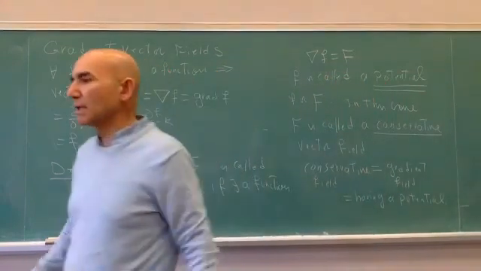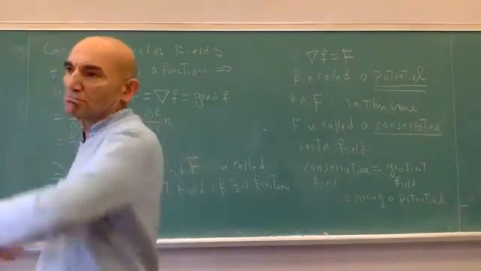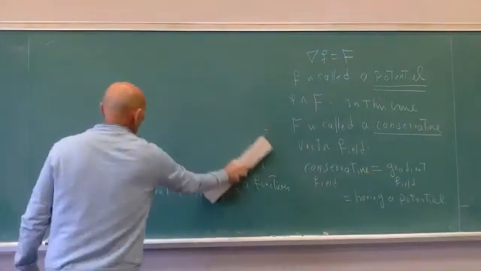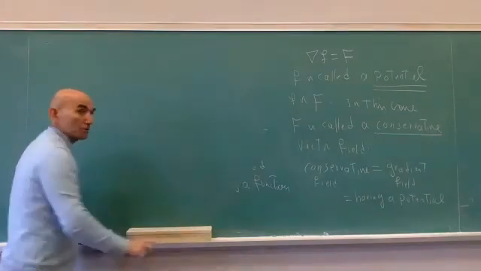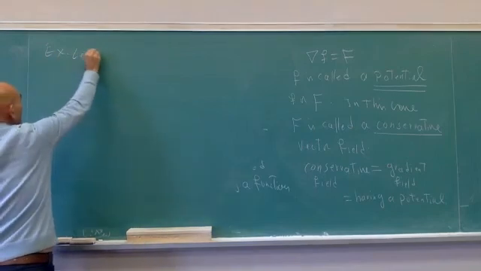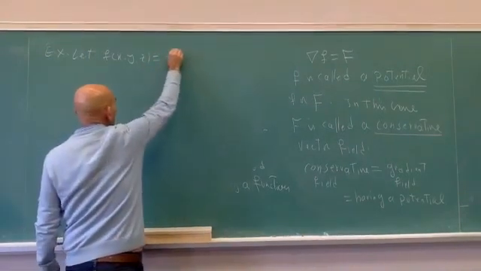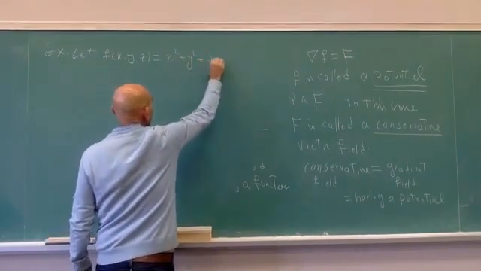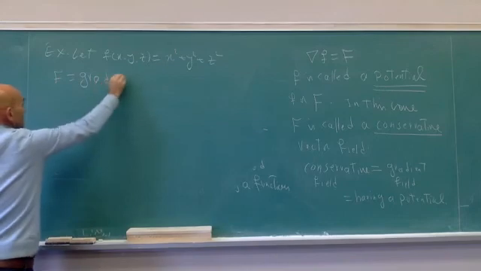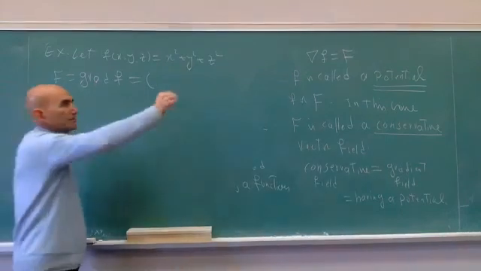Well, let me give you an example. Of course, examples are very cheap to construct: if I give you a function, you can just take its gradient. So let me give you an example so that you know what we're talking about. I'm going to finish in 1 minute. So, example: let f of x, y, z equal x squared plus y squared plus z squared. Then what is the gradient of that? Well, this is the vector field (2x, 2y, 2z).